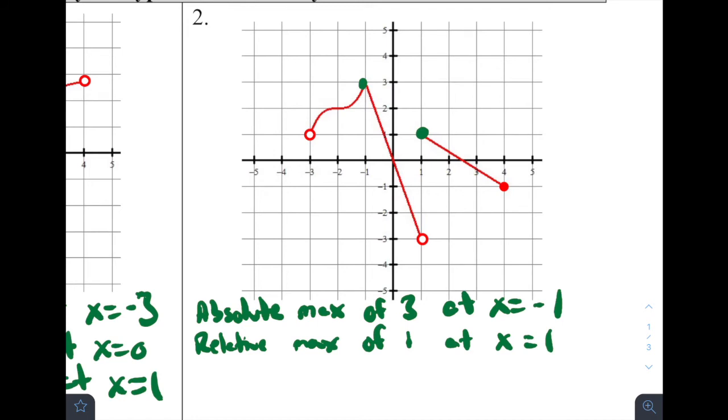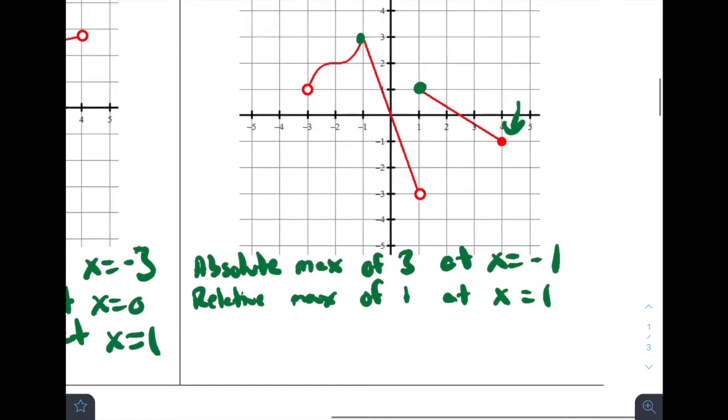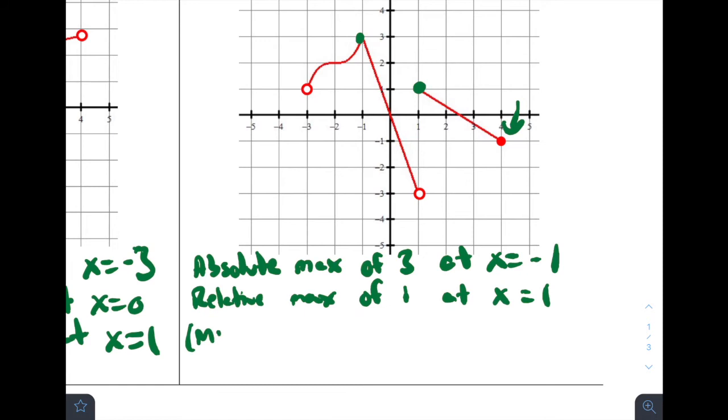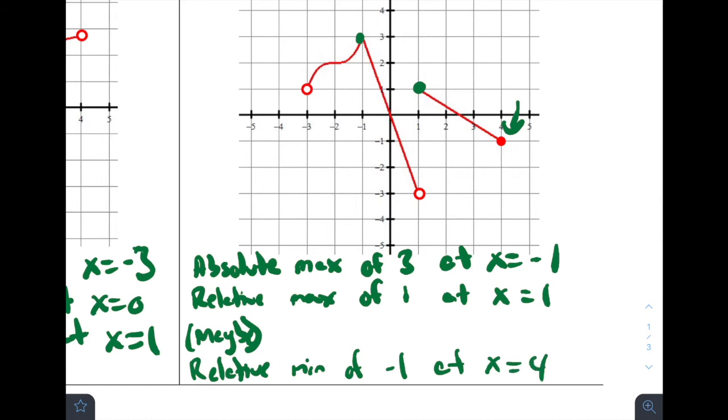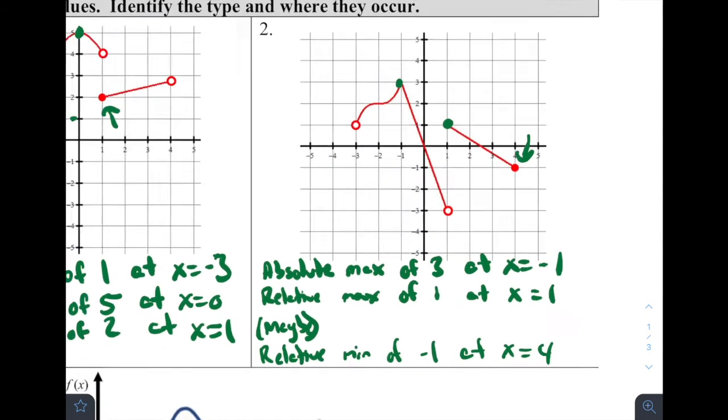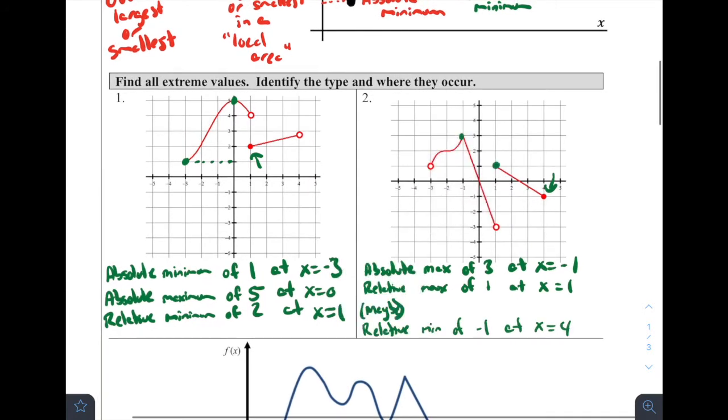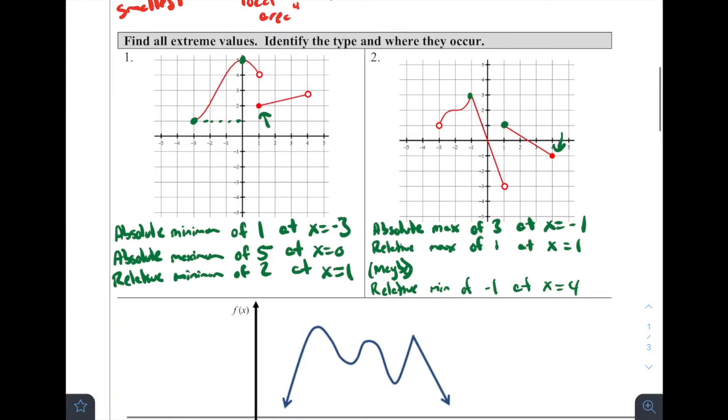And then we've got our endpoint issue here. I'm going to just put here in parentheses, maybe we might say that there's a relative min of -1 at x equals 4. Again, that depends on your textbook and your curriculum and how your teacher teaches it.